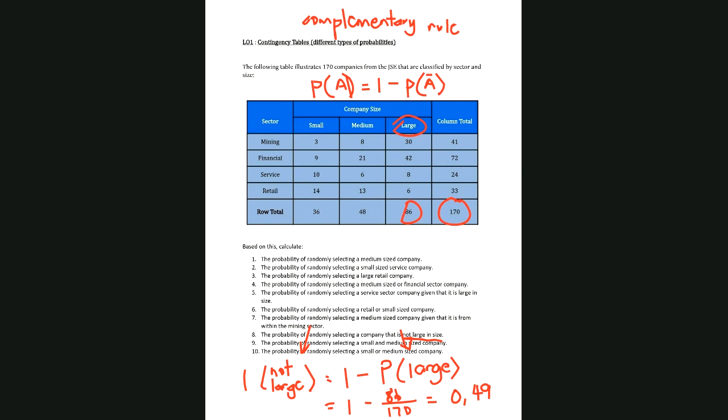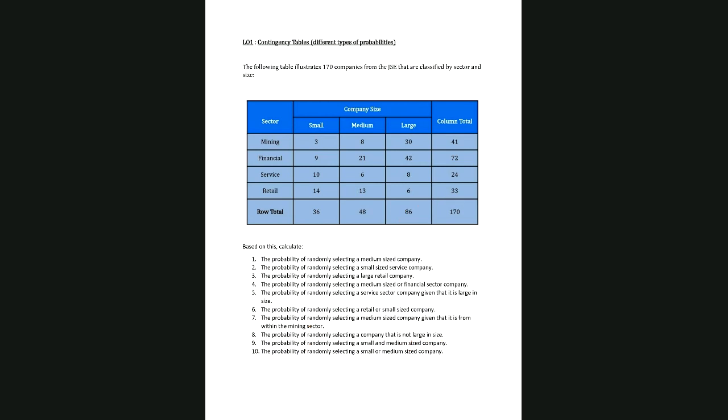Okay, then the next one, number 9, says, what is the probability of randomly selecting a small and a medium-sized company? So again, here, you're always going to look for keywords. In this case, it is small and medium. So when you look at this, you're going to ask yourself, can I select a company that is small and medium in size? Immediately, it rings a bell to you and says, no, it's not possible for us to select a company that is small and medium.